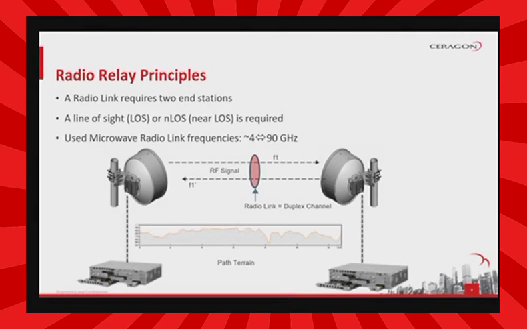A radio link is the real-time communication between two transceivers which operate within a frequency division duplex channel between the two end stations. That means that both radios operate on receiving and transmission at the same time, on two different frequencies that are part of the same channel. The commonly used frequencies for microwave communication are in the range of 4 to 90 GHz.